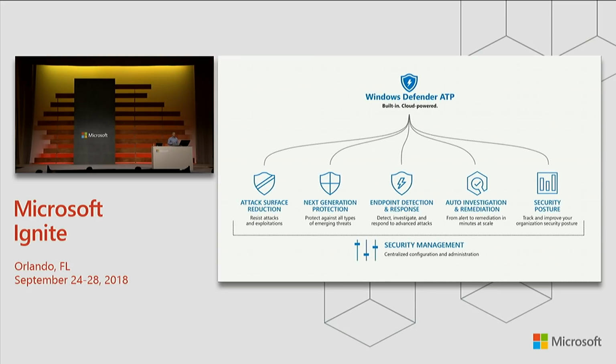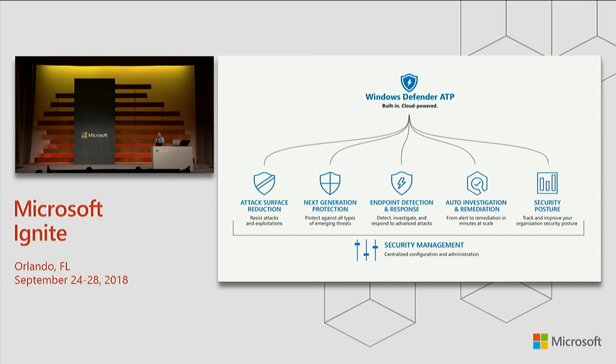Now, when we think about ATP, this is how we've modeled it. This is our mental model and our approach to it. We start with attack surface reduction. This is something that's unique at Microsoft. A lot of the vendors you're working with put all of their wood for prevention behind next generation AV, which is that second pillar there. We believe that the best approach to security, or one that at least complements detection, is to reduce the total surface area of attack so that there's less detection that you have to depend on.